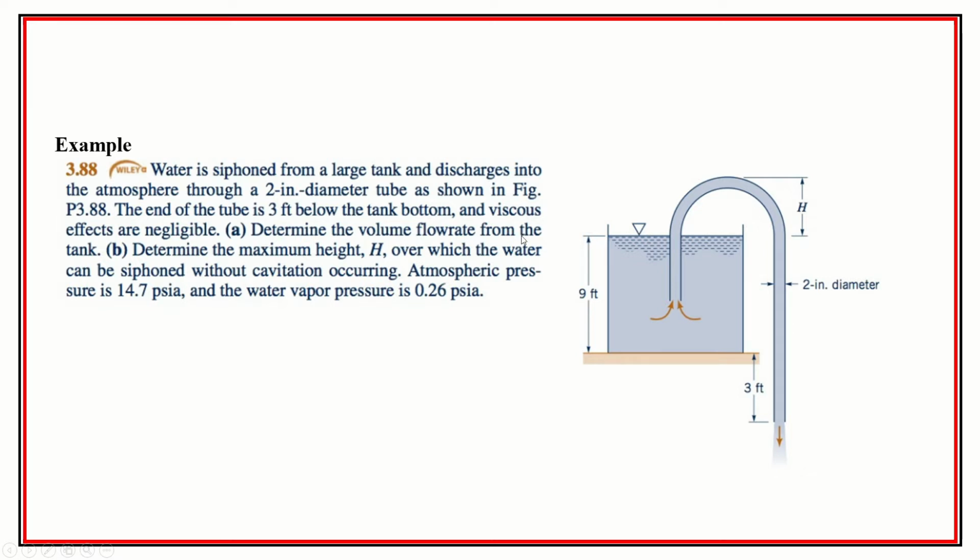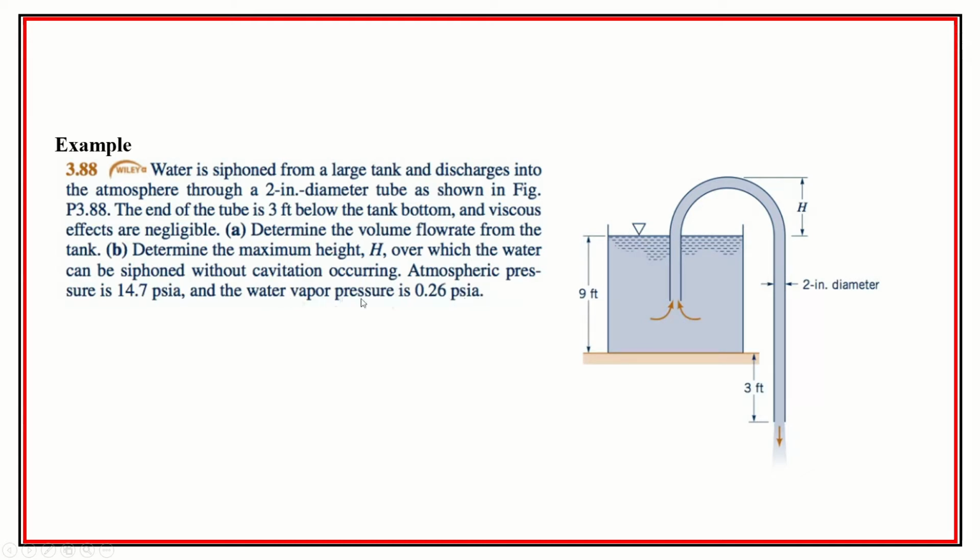Determine the volume flow rate from the tank, and then determine the maximum height over which the water can be siphoned without cavitation occurring. Atmospheric pressure is 14.7 psi, and the water vapor pressure is 0.26 psi.